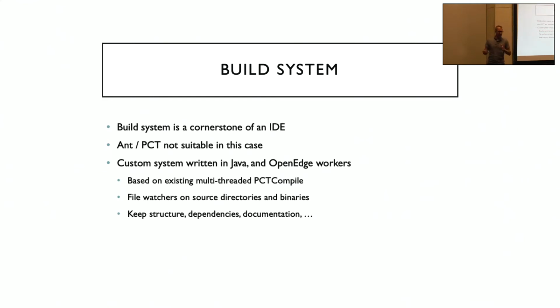So technically, there are file watchers being run on the source directories and on the binary directories. The point is to detect whenever the user modifies a source code, it has to be recompiled. Whenever you modify an include file, the build system should be able to say this include file is being used in 10 files or 20 files. Those files will be recompiled.